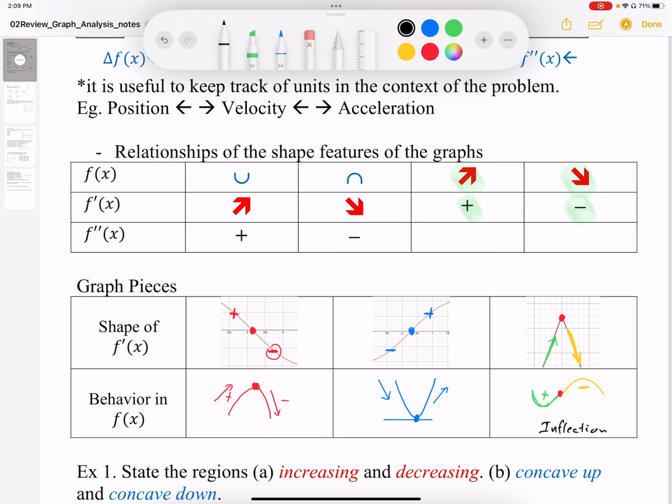When it cuts through the x-axis from left to right going up, we have a min. When we cut across through the x-axis left to right going down, that must be a max. And we can analyze that based on the slopes.